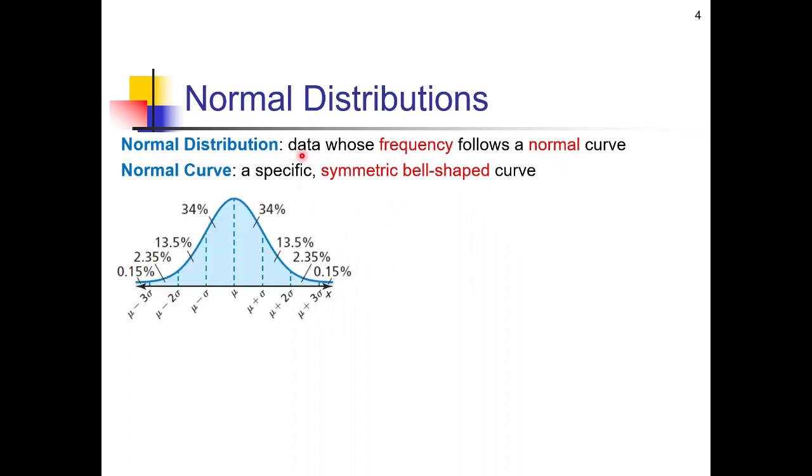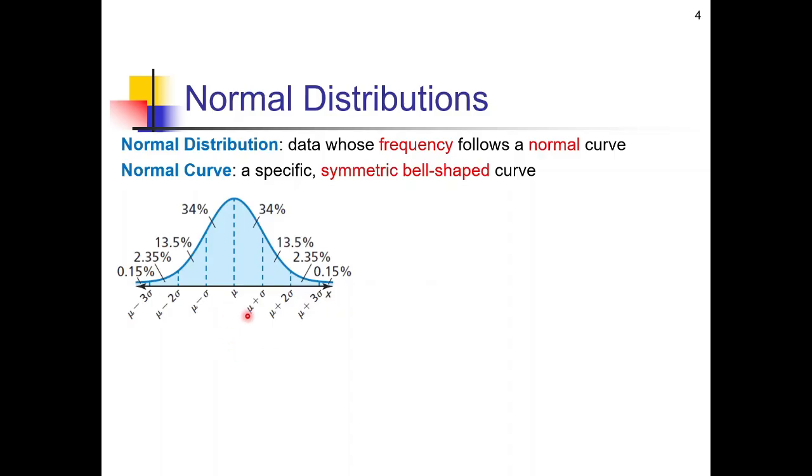And when I say it's a specific bell-shaped curve, it is this curve. This is the normal curve. The areas under each region of this normal curve are always going to be the same. For example, this region here is always going to be 34%. This little tail over here is going to be 0.15%.